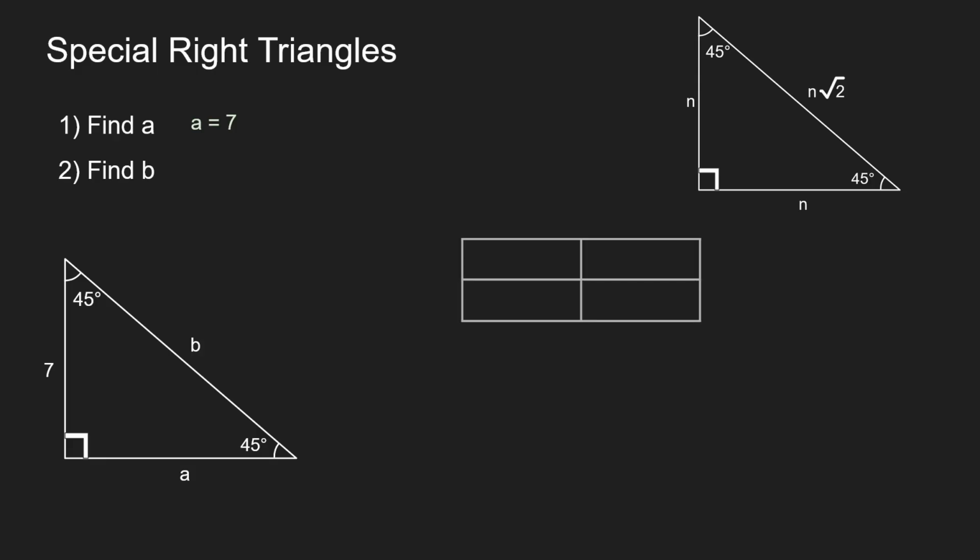Or if you doubt anything, use the rule of 3. We have a side worth 7, and we want side B. The reference triangle has corresponding sides equal to n, and n times square root of 2. Multiply diagonally the neighbors to the desired value, then divide, and you get the same answer.